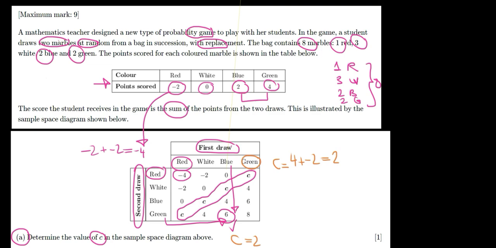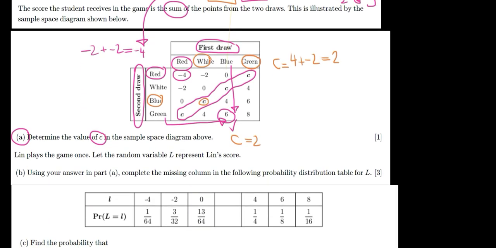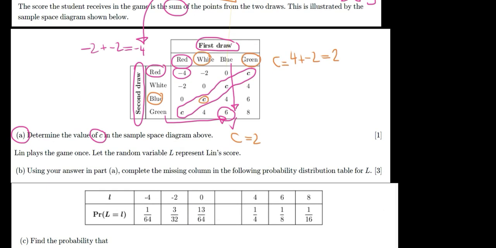Just to make sure, I can check with another combination, white and blue. White is 0, blue is 2. 0 plus 2 is 2. So indeed, we're going to get 2 across all this diagonal. Part A is done. Then we have Lynn plays the game once.